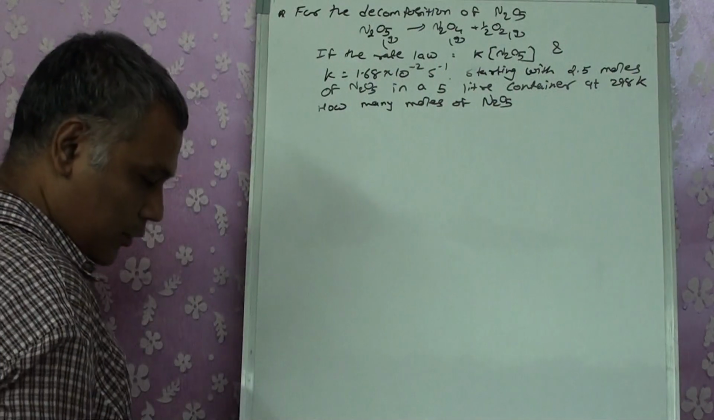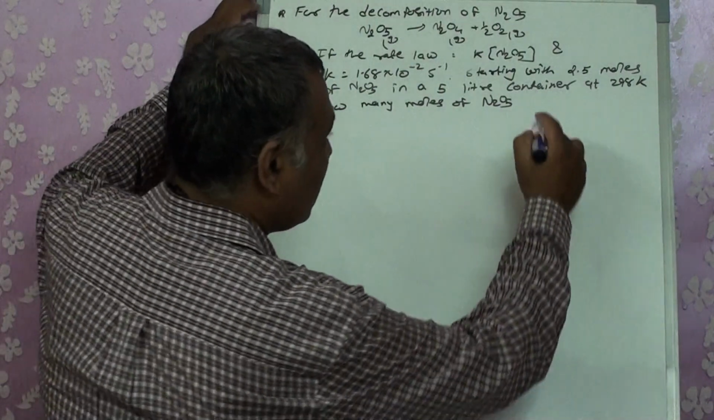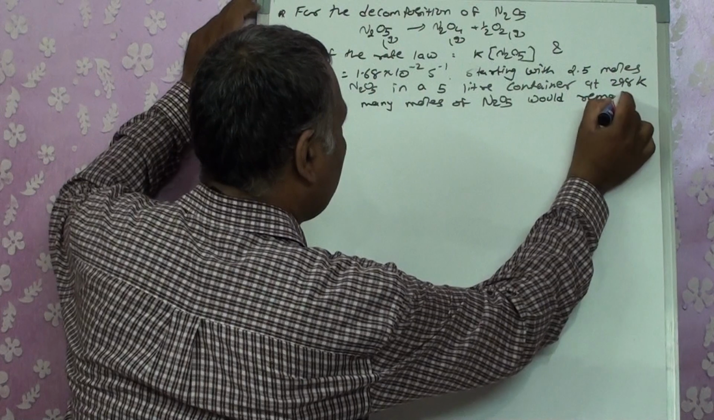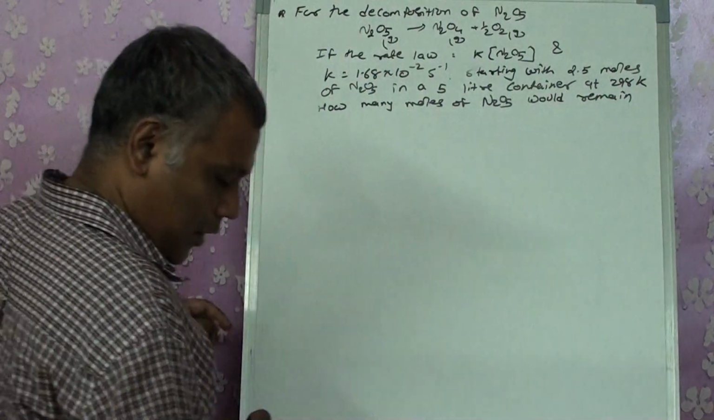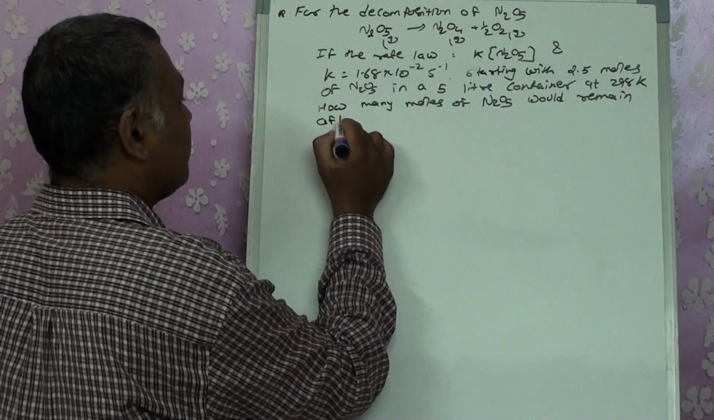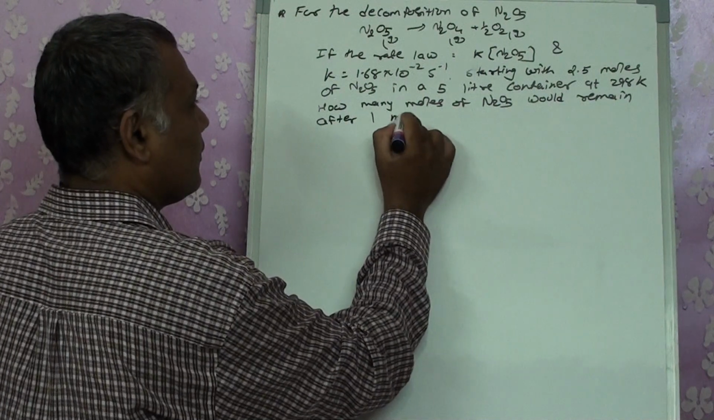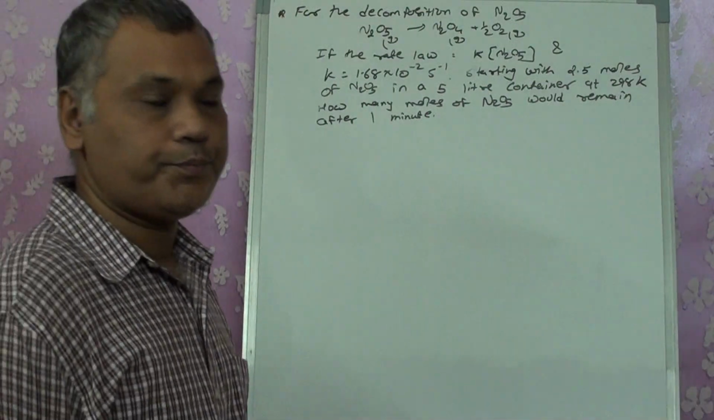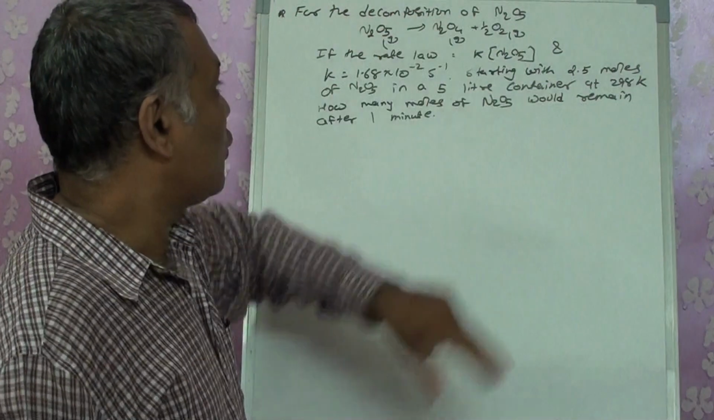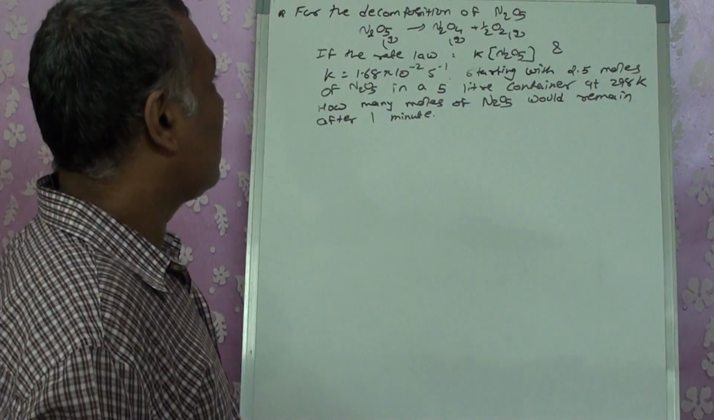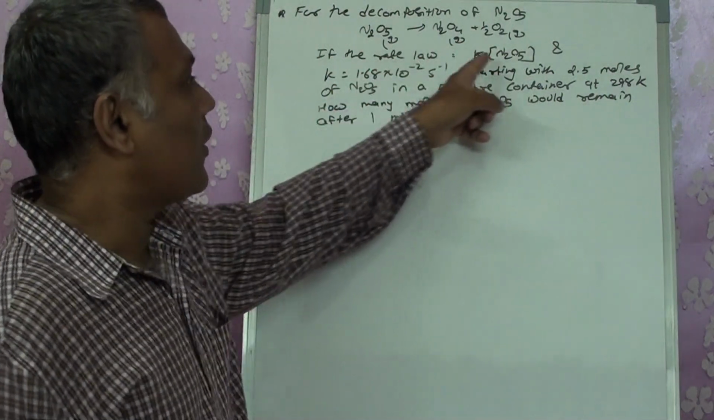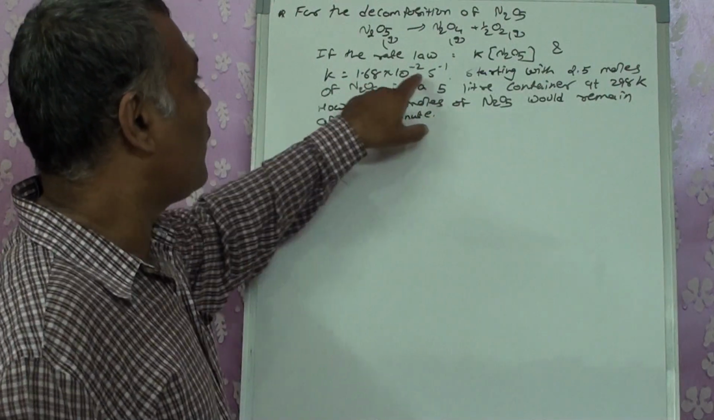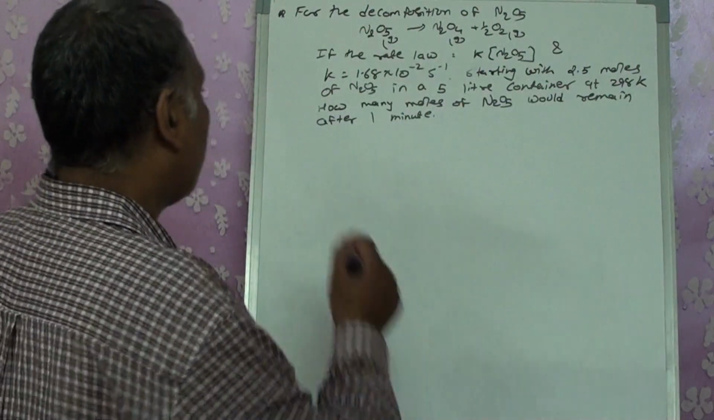How many moles of N2O5 would remain after 1 minute? For this numerical, this is the question that is given to us. Now, it helps me from the rate law. It helps me that it's a first order reaction, even from the unit of the K.